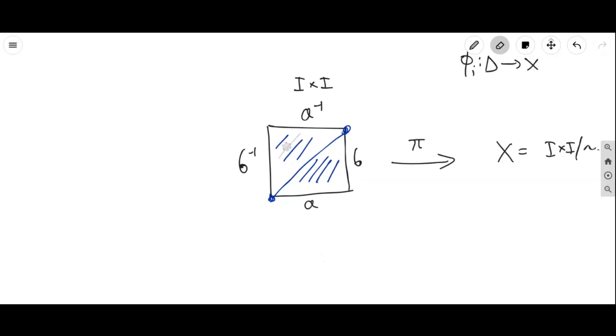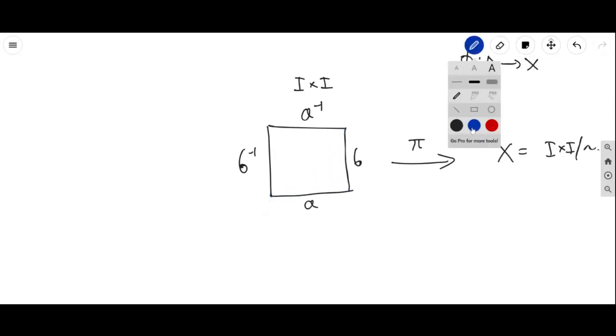The problem is that this lower triangle is not being mapped homeomorphically into X, because this point and this point and that point, they all get identified to a single point. So when you take pi and restrict it to this closed subset, it is not going to be mapped homeomorphically onto a closed subset of X. So that's not good. The vertices actually have to be distinct.